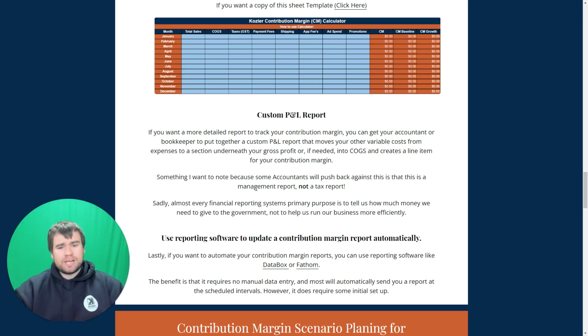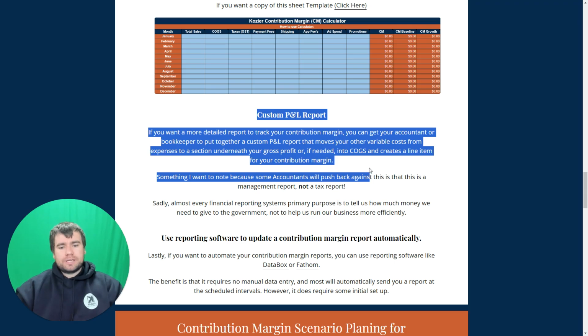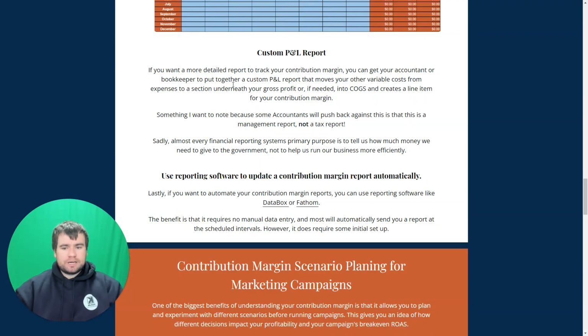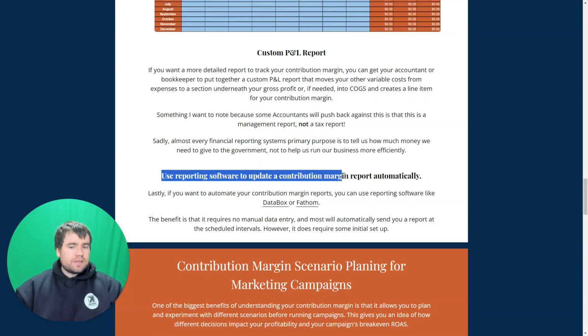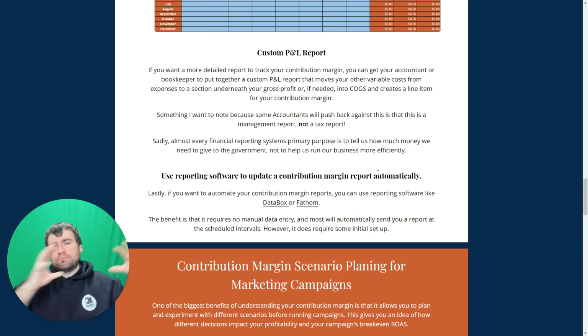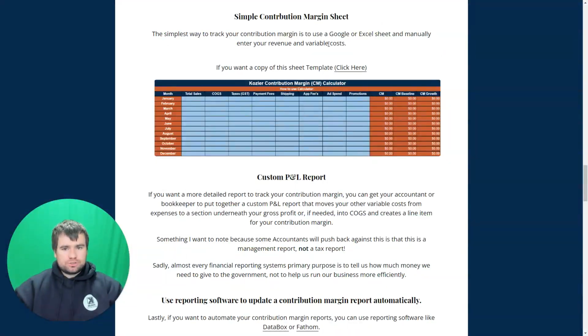How much money can I spend on wages? How much money can I spend on that new campaign that I want to run? All those things are what we care about, not how much money you've got to pay for taxes. So it's just something that some accountants will push back on that I wanted to make a note of. And the other way you can do it is getting some reporting software. You've got like Databox, Fathom. They potentially can put together automatic reports for you, where you can take your Xero or QuickBooks files, pull them out and create custom reports in there as well. So there are a couple of ways you can measure it and manage it for your business.